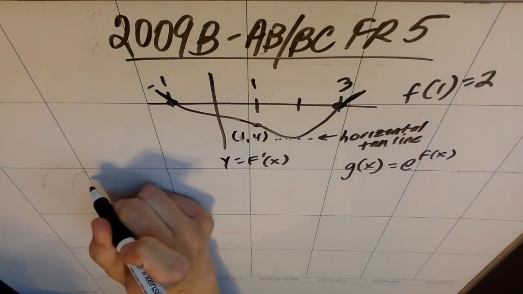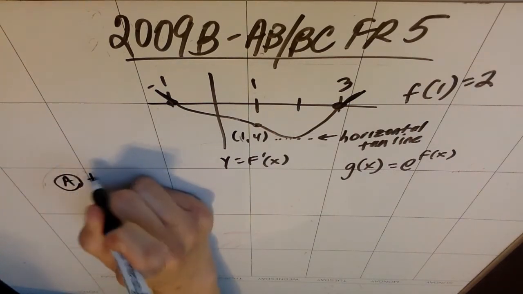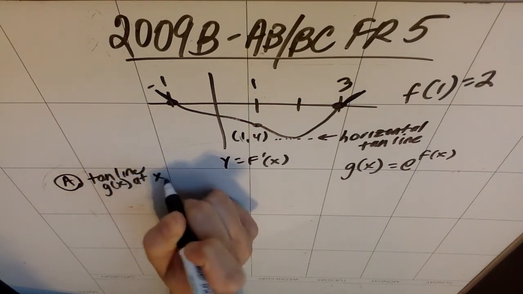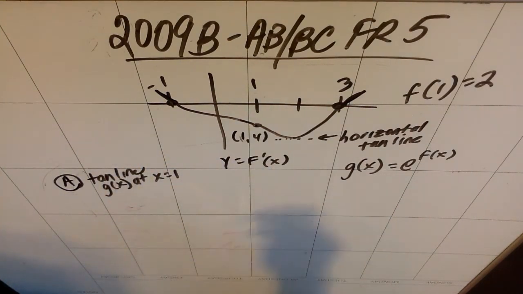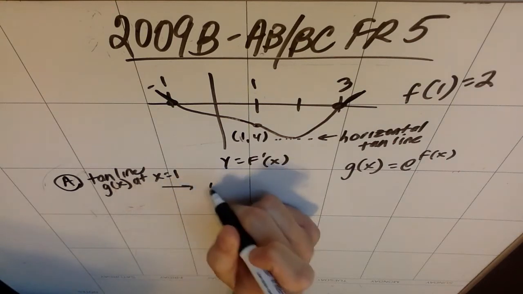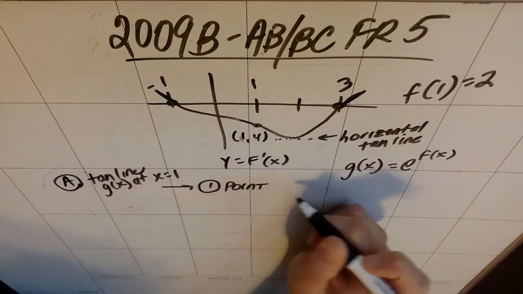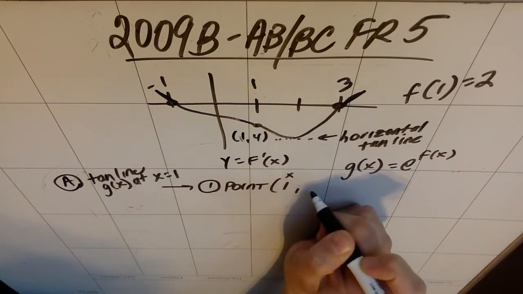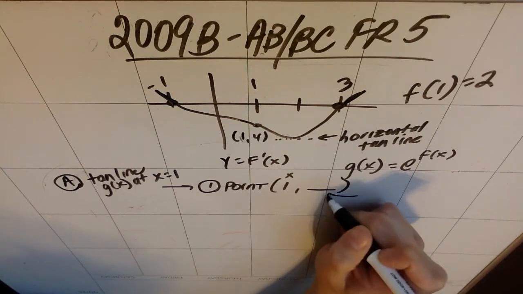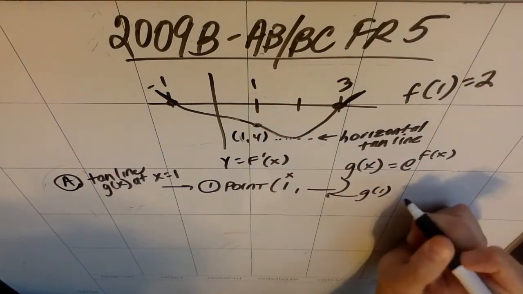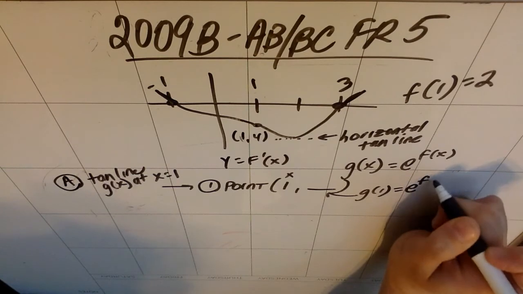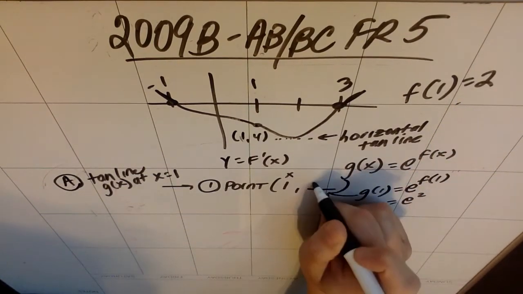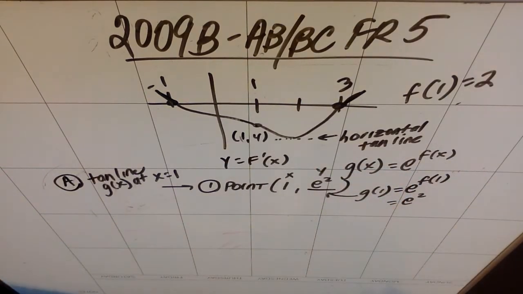Okay, so part A, we want a tangent line for g of x at x equals 1, right? Anytime in all of math we're asked to find an equation of a line, we need two things. Number one, we need a point, right? That point needs to essentially give us x comma y. So we know x is 1. And we don't know the y value, but the y value should be g of 1, which we can find. g of 1 is e raised to the f of 1. Well, we were given f of 1 is 2, so that's e to the second. So I now have my x comma y. Before doing anything else, I have a point.